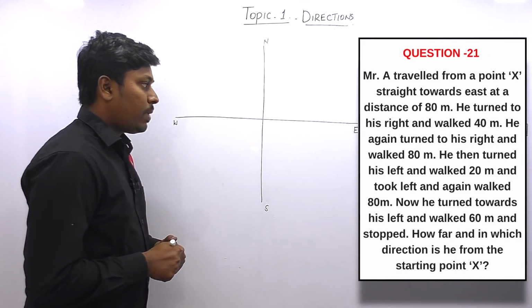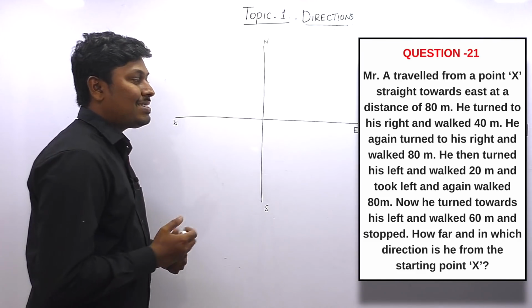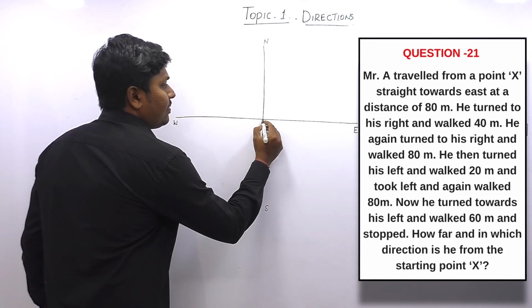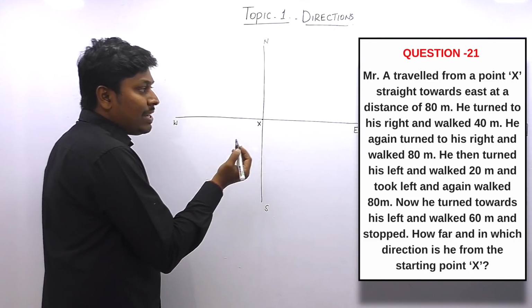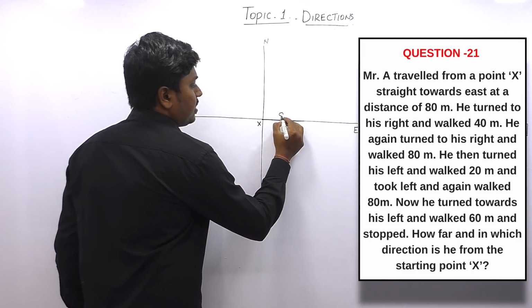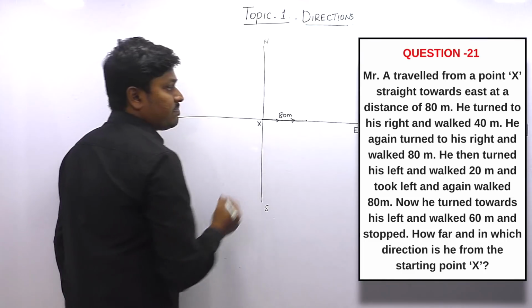Question number 21. Mr. A travelled from point X straight towards east at a distance of 80 meters. So what they are saying, Mr. A travelled from point X, right? So let me assume the starting point is X and he is travelling in the east direction, that is 80 meters. Let me assume that this will be 80 meters and he is travelling in the direction of east.